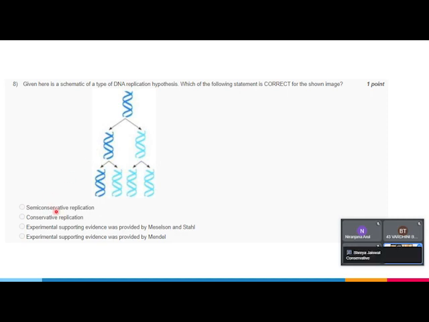The options are semi-conservative replication, conservative replication. Evidence for this particular experimentation was provided by Meselson and Stahl. Experimental supporting evidence was provided by Mendel. Only one of the options is correct. We already have three answers in the chat. The option that is given is conservative replication by all of them. So all of us say that it is conservative replication that is being shown right here.